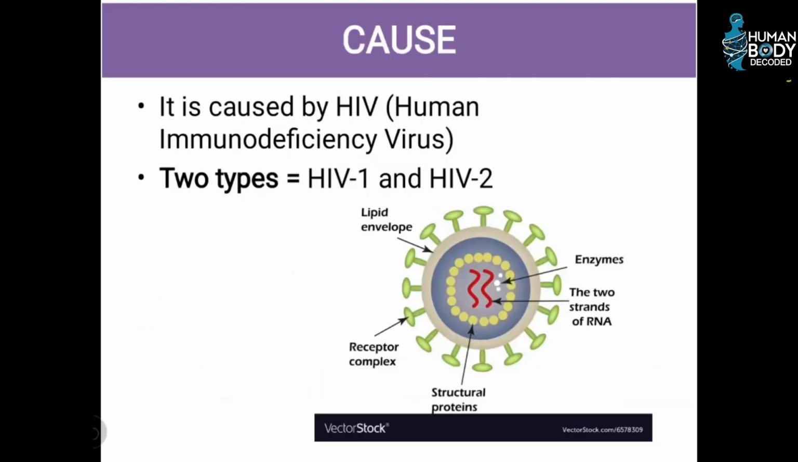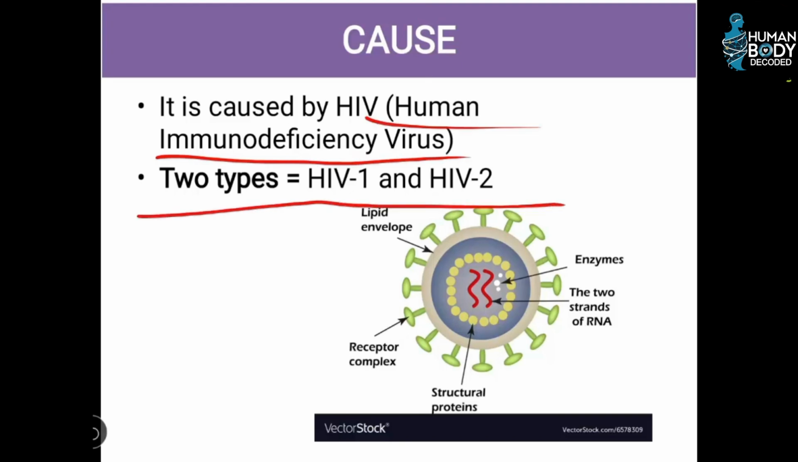Now we will see what causes AIDS. AIDS is caused by the HIV virus, whose full form is human immunodeficiency virus. There are two types of HIV: HIV-1 and HIV-2. As you can see the figure of HIV in front of you.